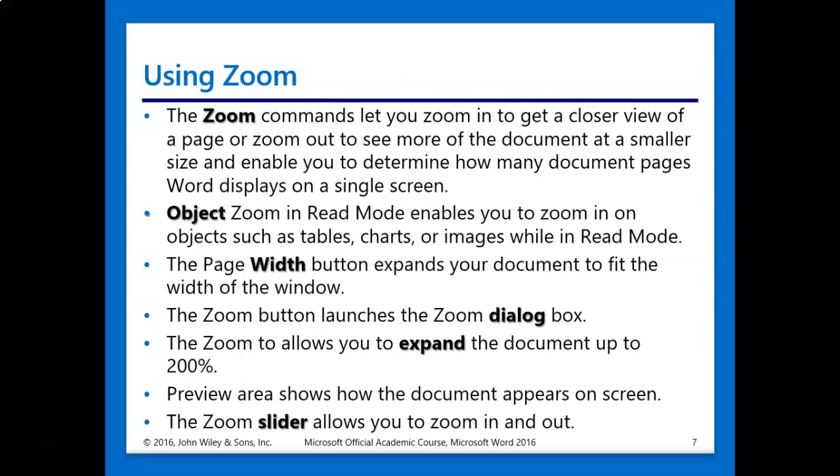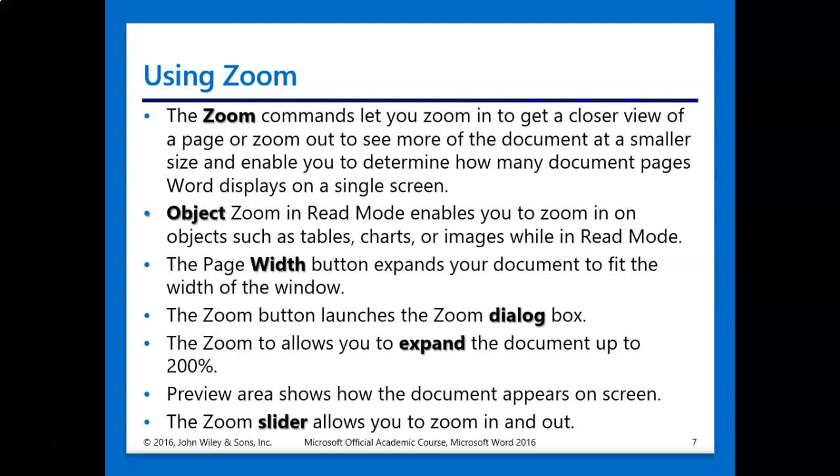Using the Zoom command. The Zoom commands let you zoom in to get a closer view of a page or zoom out to see more of the document at a smaller size. This enables you to determine how many document pages are displayed on a single screen. Object zoom in read mode enables you to zoom in on objects such as tables, charts, or images while in read mode. The page width button expands your document to fit the width of the window. The zoom button launches the zoom dialog box.